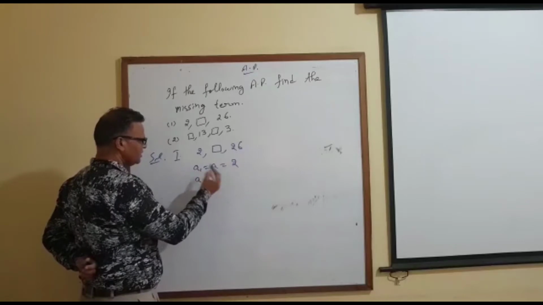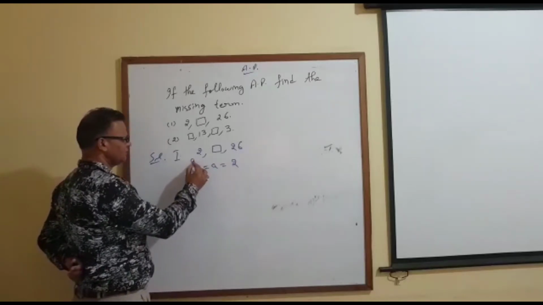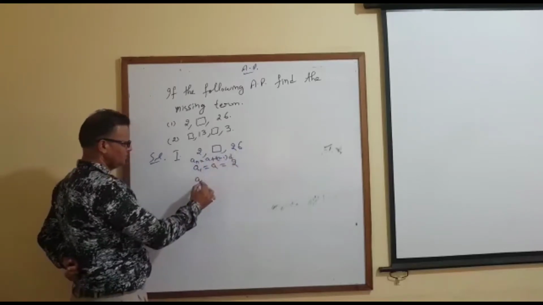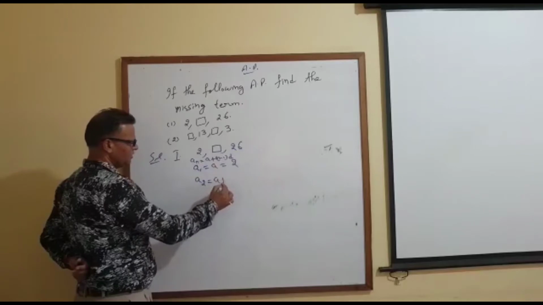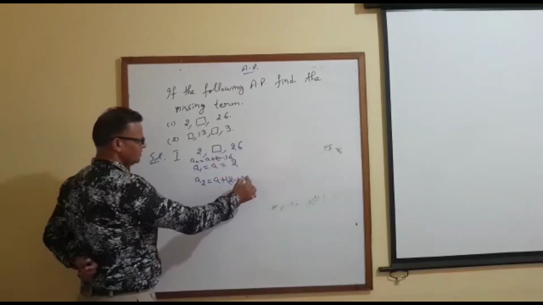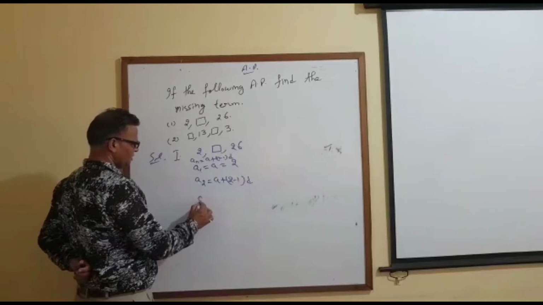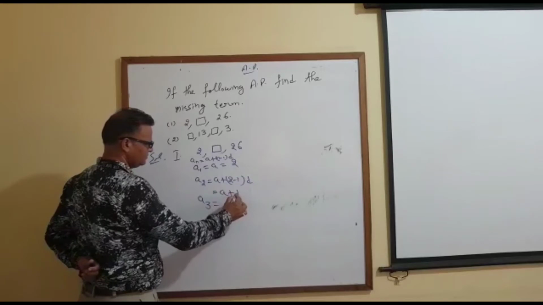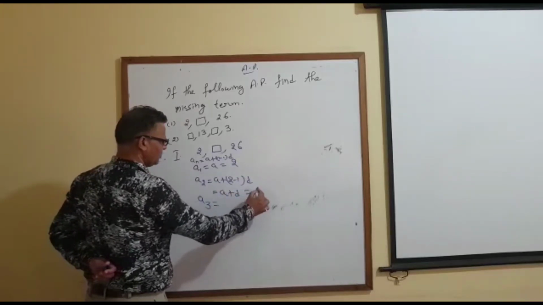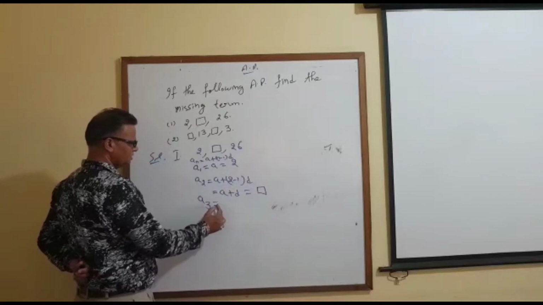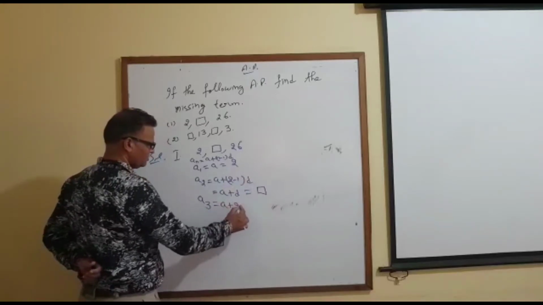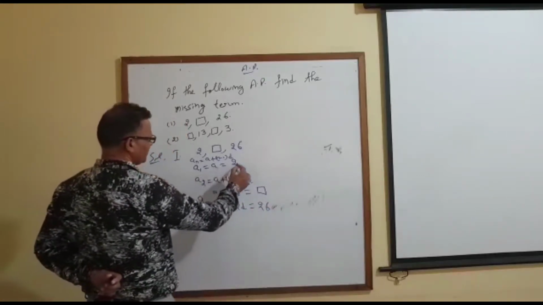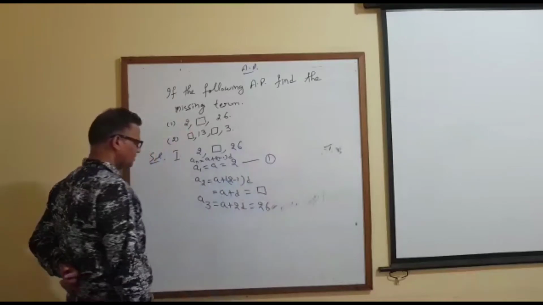Now A2. Here also again the formula is the same, that is AN is equal to A plus N minus 1 into D. Now A2 is equal to A plus 2 minus 1 into D, so A2 is A plus D, which is equal to block. We don't know. A3 is equal to A plus 2D, which we get is equal to 26. This one is given. So A1, A is equal to 2, we have given.